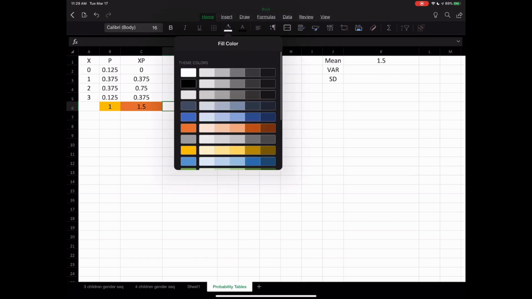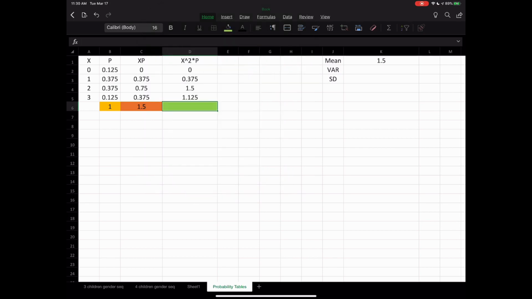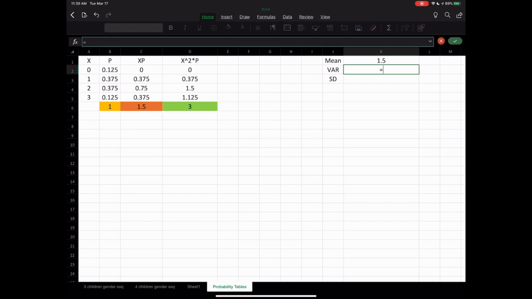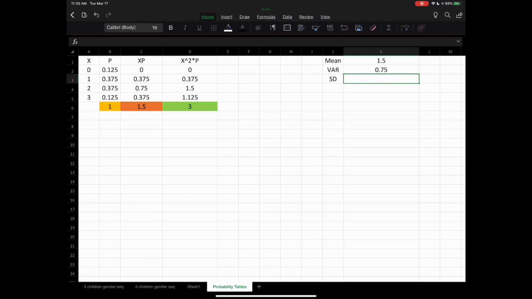And again, every time I add something, I like to change the color. So let me add these together. So here is the sum of my x squared p's, and I know that the variance is equal to the sum of x squared p's minus the square of the mean I calculated in the previous step. In this case the sum is 3, minus the square of the expected value that I calculated to be 1.5. And that gives me 0.75. And if I round that to one decimal place, it'll just be 0.8.